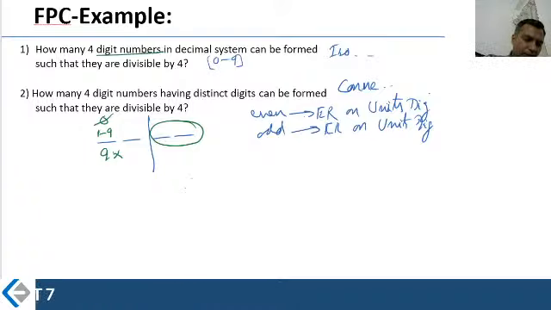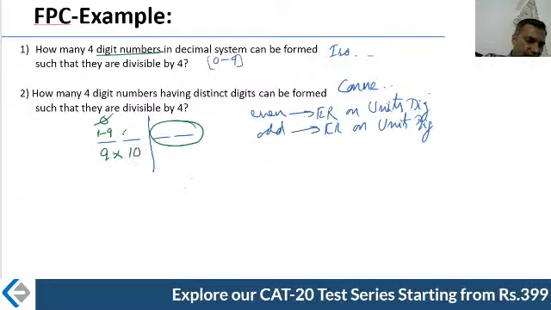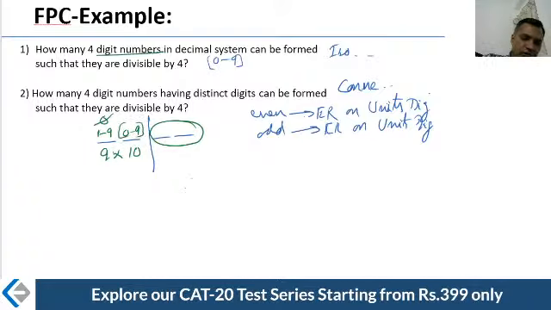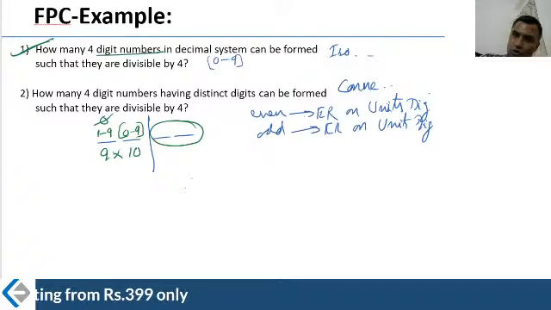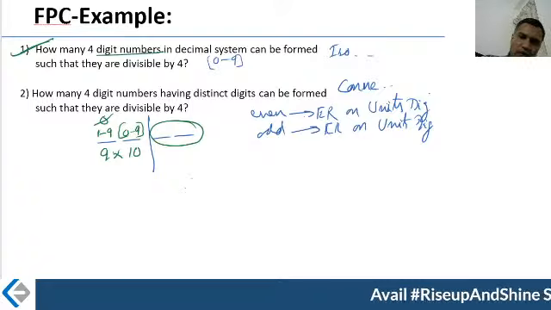All right, the middle one can be filled in 10 ways. Anything from 0 to 9 is welcome. You can repeat the digit as well, because I never talked about distinct digits in the first question, friends. So therefore 10 ways. Now what about the last two places?